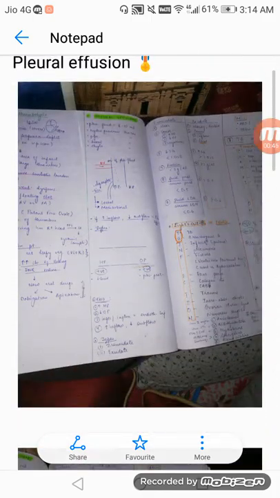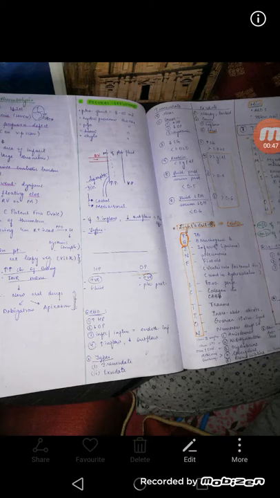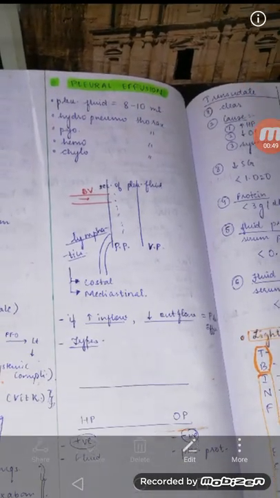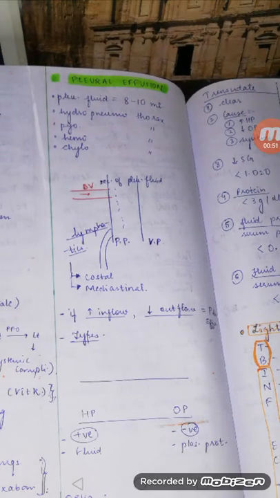And of course the theory part. So let's start with the theory and then we'll keep having a sneak peek into the images. So pleural effusion, you need to tell me what is pleural effusion. It is the accumulation of fluid in the pleural cavity. So pleural cavity is that which is present between the visceral and the parietal pleura.